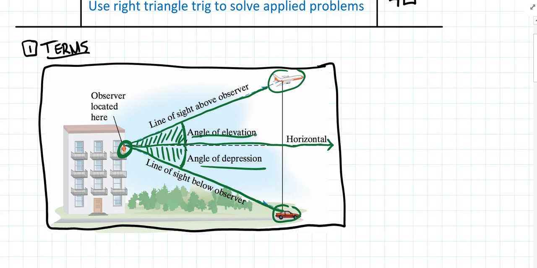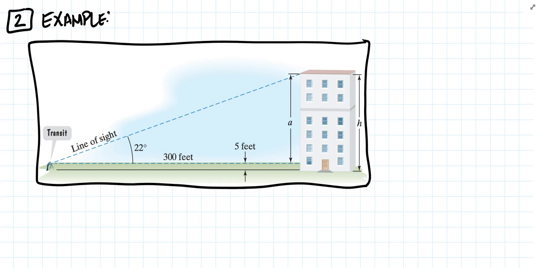So these words and these phrases need to be understood before we can continue to talk about these problems. So you're going to see line of sight from the observer to the angle of elevation or depression, and then the horizon is wherever the person is standing straight out. So there we go.